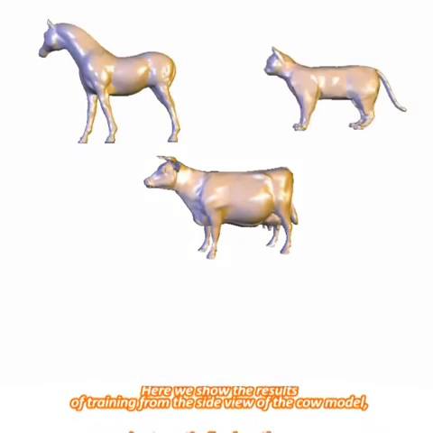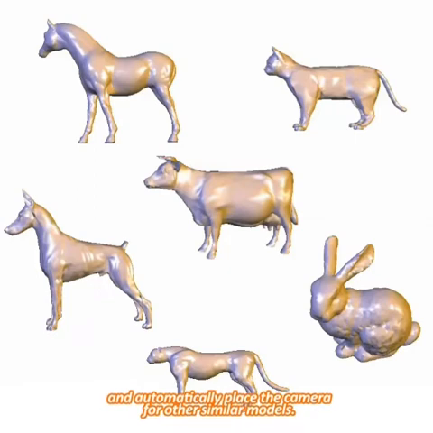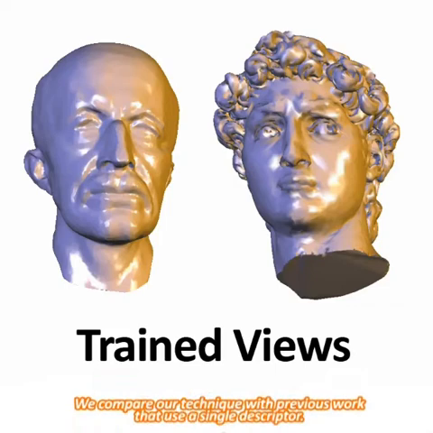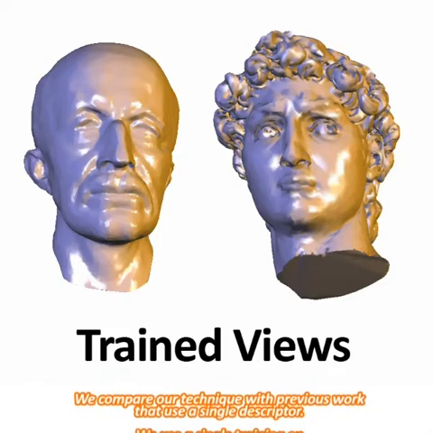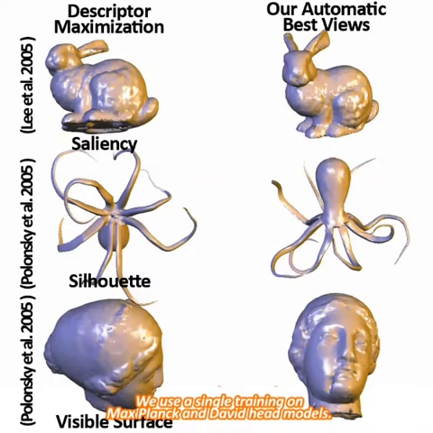Here we show the results of training from the side view of the cow model and automatically place the camera for other similar models. We compare our technique with previous work that use a single descriptor. We use a single training on Max Planck and David head models.